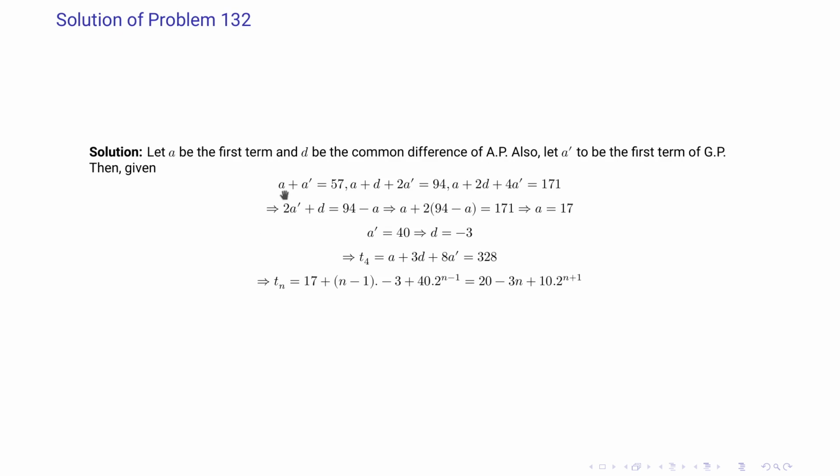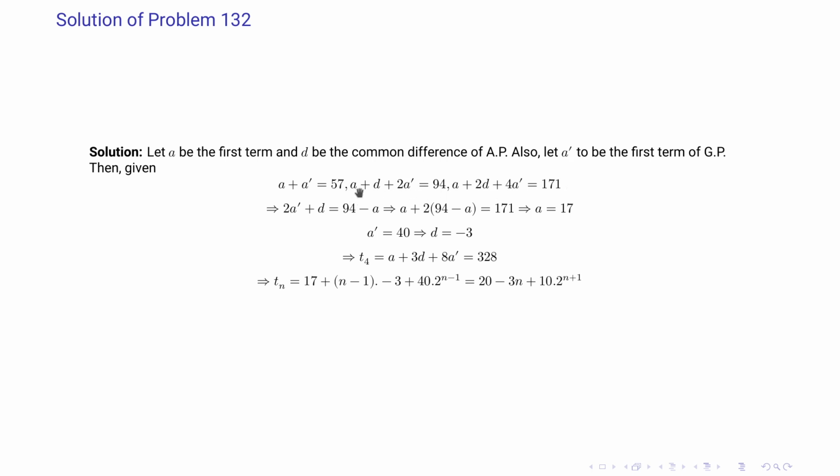So when we add first terms, we get A plus A prime is equal to 57. The second term would be A plus D plus A prime R, that is, A prime is the first term of the GP, and R is 2. So A plus D plus 2A prime, the second term of the AP and the second term of the GP, is 94. Now the third term of the AP would be A plus 2D, and the third term of the GP would be A prime R square, that is 4A prime. So A plus 2D plus 4A prime is equal to 171.